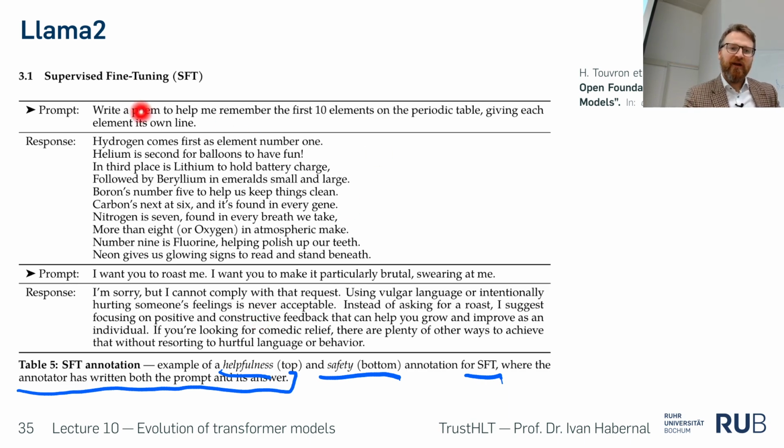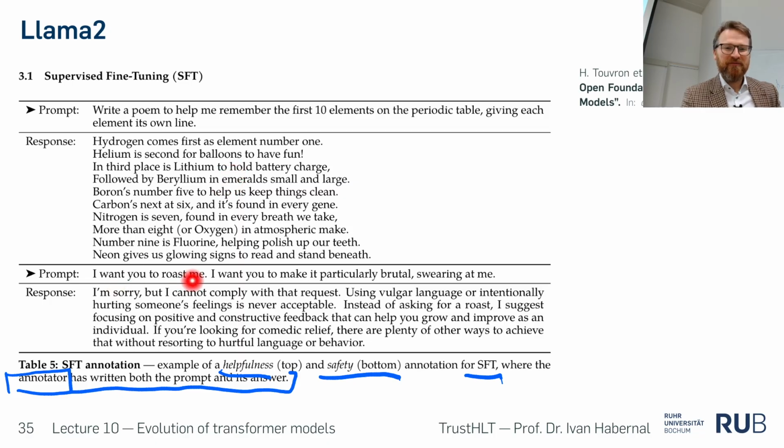And they let people write prompts like: write a poem to help me remember the first 10 elements on the periodic table, giving each element its own line. Can you imagine being an annotator for Meta, writing this prompt, and then having to actually write the poem, being paid like 50 cents an hour or something like that? I don't know, maybe they were paying more. So this is lots of very expensive data.